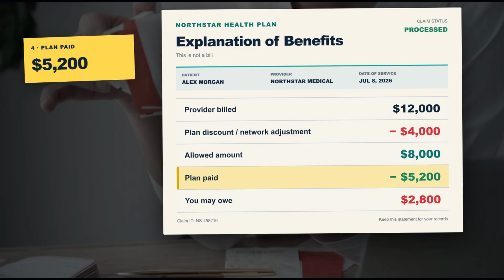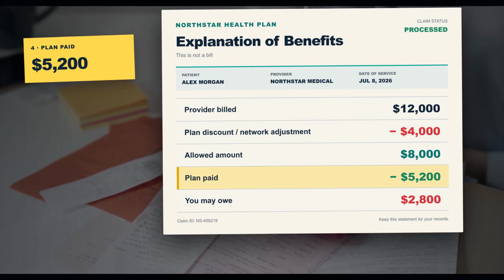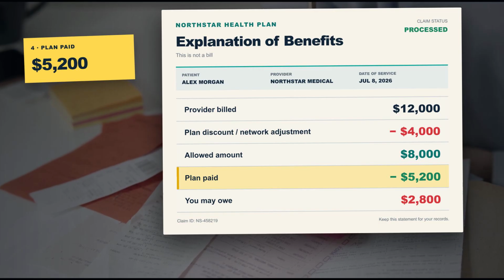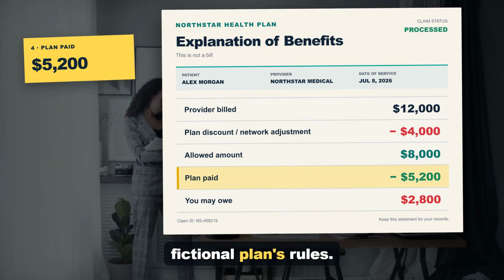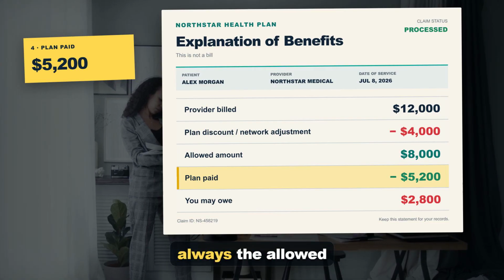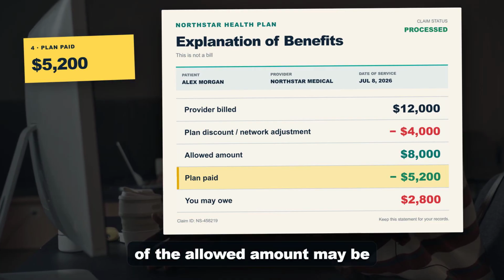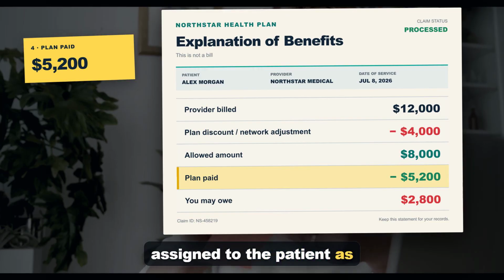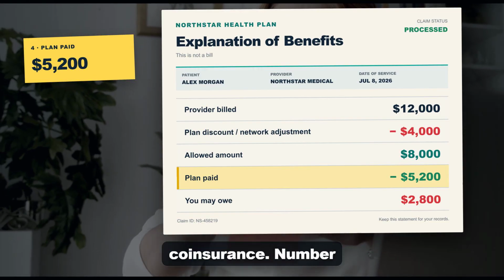Number 4 is what the plan paid, $5,200. This is the insurer's payment after applying the fictional plan's rules. A plan payment is not always the allowed amount because part of the allowed amount may be assigned to the patient as a deductible, copay, or coinsurance.